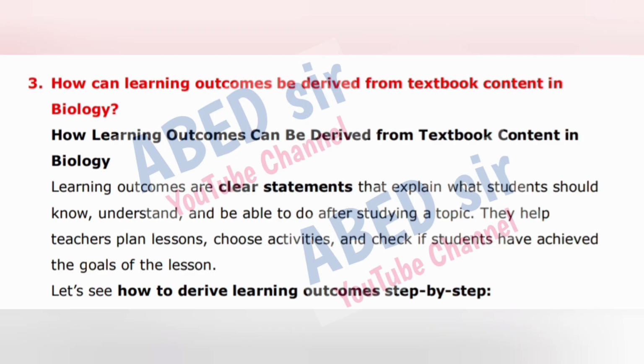Learning outcomes are clear statements that explain what students should know, understand, and be able to do after studying a topic. They help teachers plan lessons, choose activities, and check if students have achieved the goals of the lesson. Let's see how to derive learning outcomes step by step.